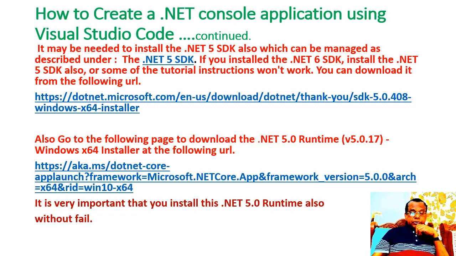From this URL, you can download the .NET 5.0 runtime. You just go to this URL and download the .NET 5.0 runtime also. It's very important that you install the .NET 5.0 runtime also without fail. So the .NET 5 SDK is one thing, and the .NET 5 runtime is another thing. So you have to install this .NET 5 runtime also without fail. Fine. That's all.